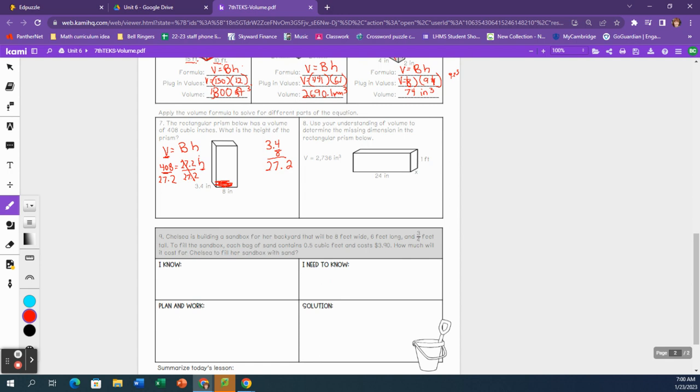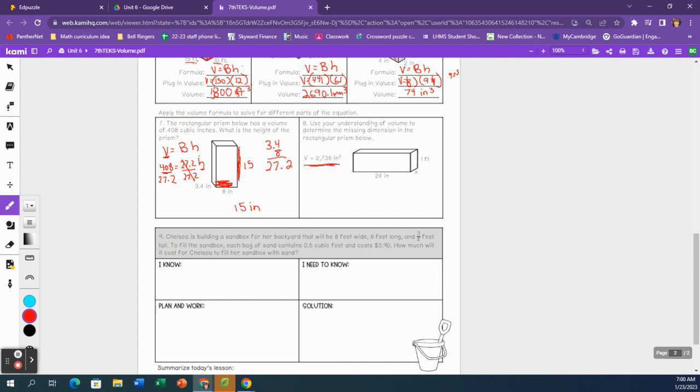We have 408 divided by 27.2. And our answer is 15 inches. 15 inches would be our height. Okay, let's do the next one. Again, you need to ask yourself, what are you solving for? Use your understanding of volume to determine the missing dimensions in the rectangular prism.